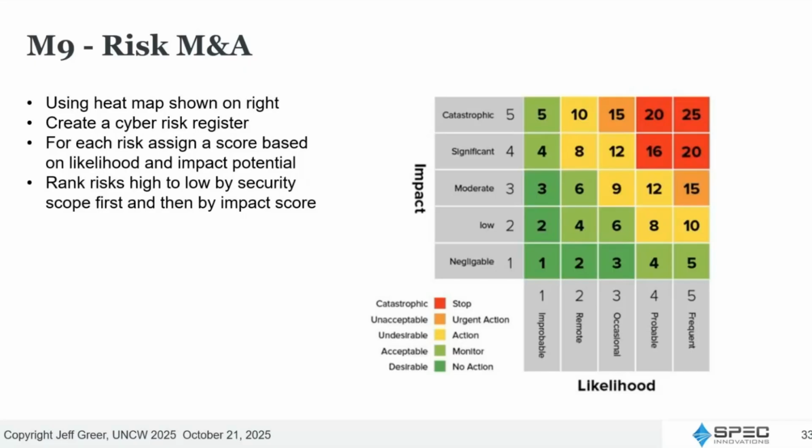But what you want to do is rank your risks high to low by security scope first, and then by impact score. So in my work, I'll do one risk register for every security scope, making sure that I get the highest level security scopes first.